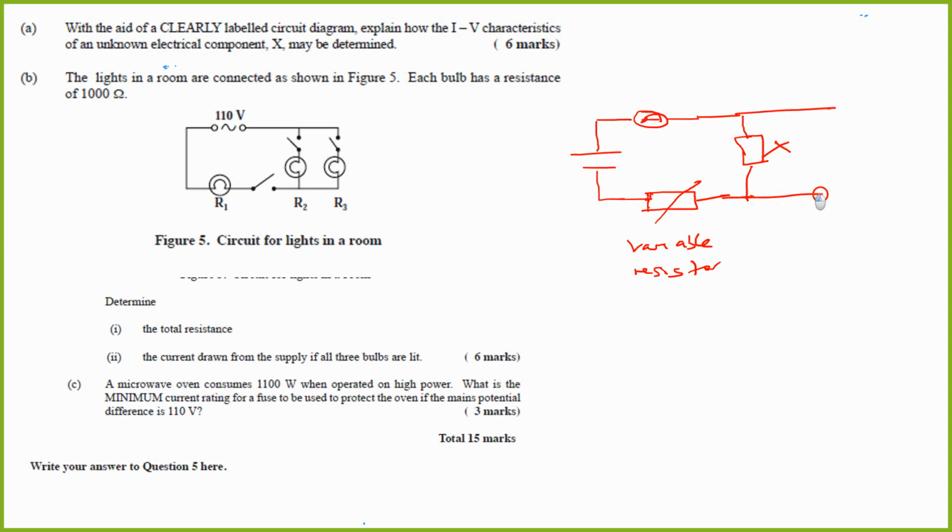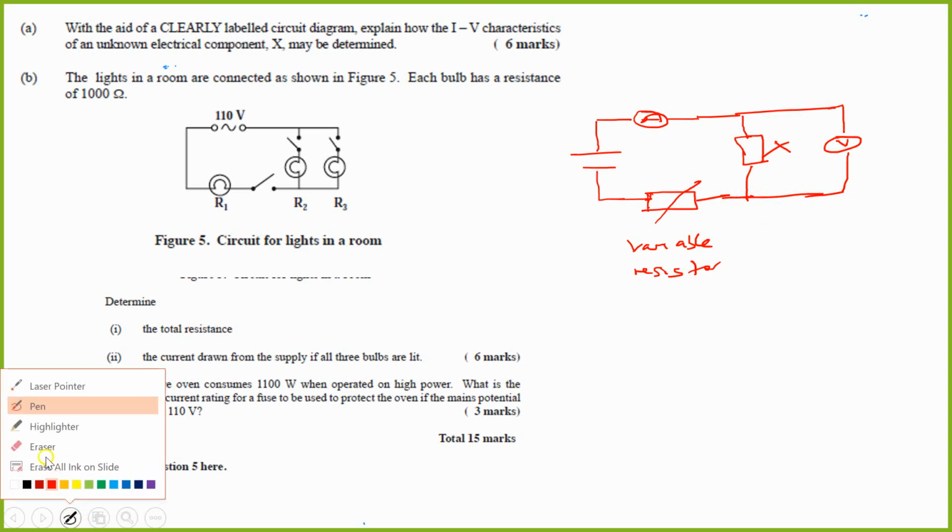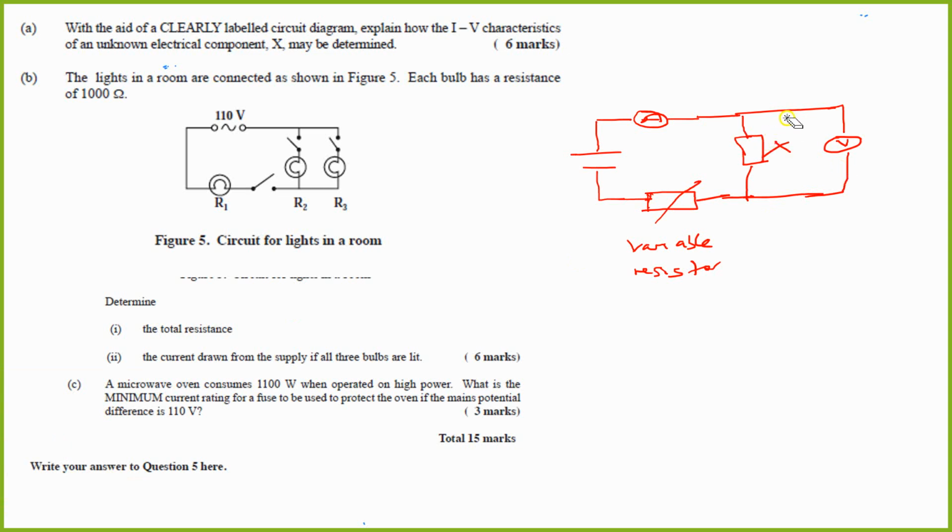But now the final thing I'm going to do is include a voltmeter right here, which is technically measuring the voltage across this unknown component. I could have drawn it differently. Let me show you the correction I could have made. I could have simply put the voltmeter across here. So that would be basically the setup of the circuit.